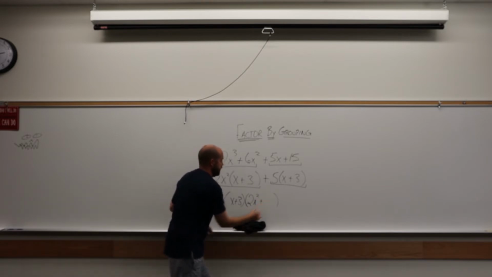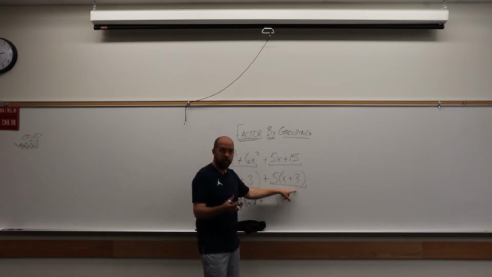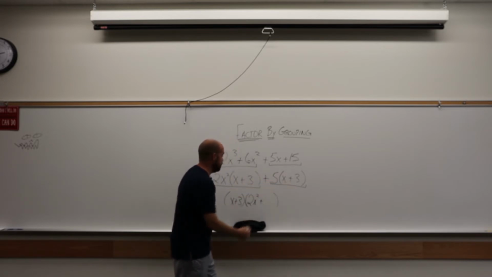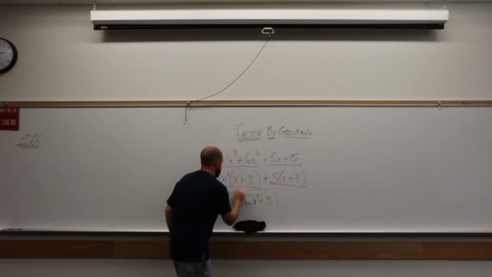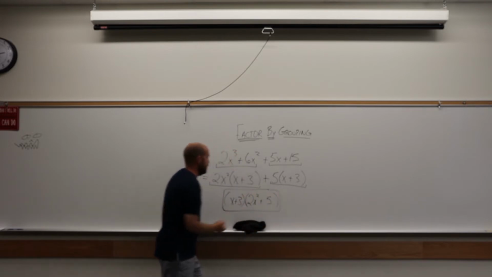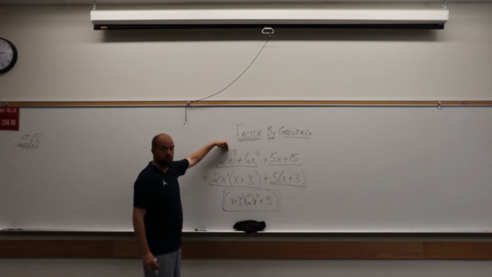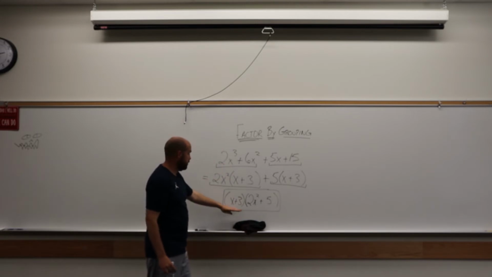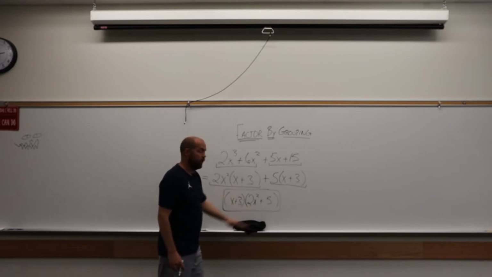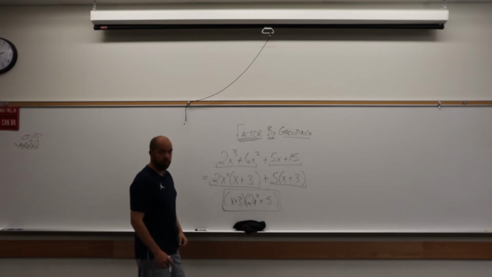Plus, now I look at this second group. If I were to take out the parenthesis or factor it out to the front, what's left over? This plus 5. So my final answer here, when I was supposed to factor this, would be to say that I have parenthesis x plus 3 times parenthesis 2x squared plus 5.